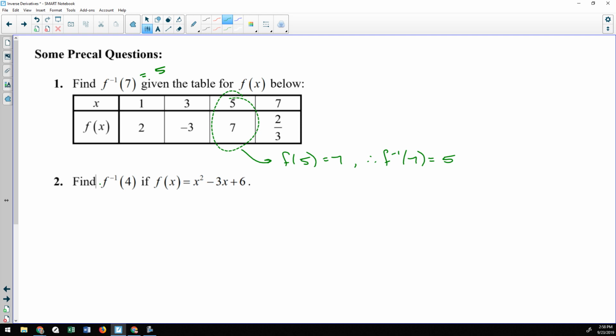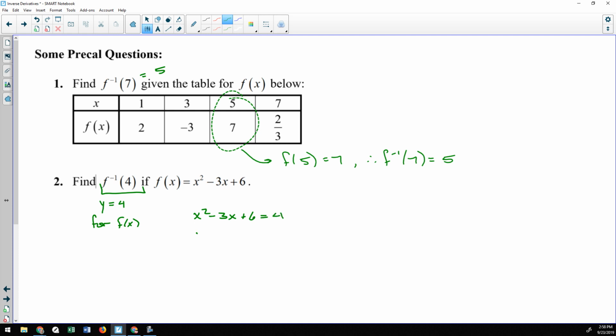And remember, if f inverse of 4, that means y equals 4 for f of x. And so what I'm going to do here, I'm not going to actually find the equation of the inverse. I'm just going to say that if y is equal to 4 for f of x, that means I can take this equation, set that equal to 4, and solve that.